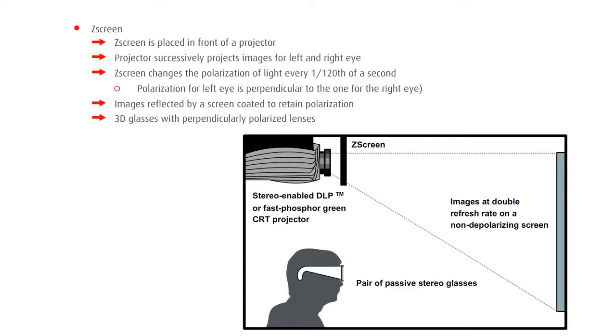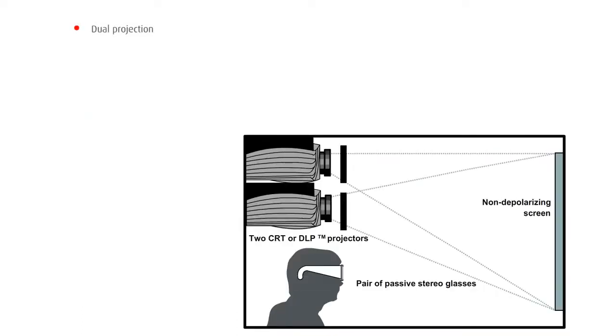This can only be achieved with CRT and DLP projectors. LCD projectors are too slow. With dual projection, it's possible to omit the expensive Z-screen.